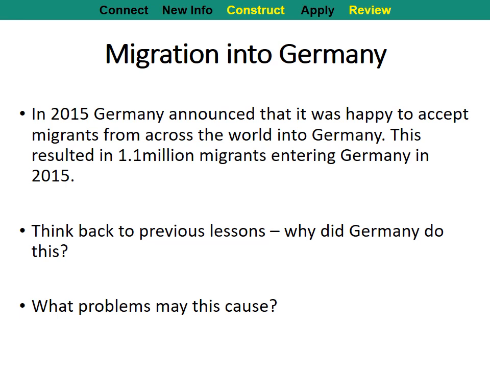So why? Why did Germany open up their borders and say, "Come to Germany, migrants, come here. We'll accept you. There'll be jobs available for you. We'll give you those benefits. You'll be able to get access to healthcare. Your kids can go to school here." Why did they do it?